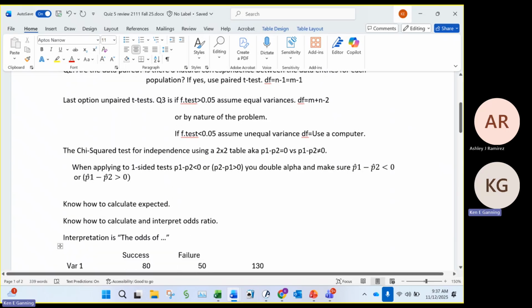Know how to calculate the odds ratio. The odds of is the first three words you will always write for an interpretation of the odds ratio. If you have a question on the odds ratio and you draw a complete blank, you have no idea what to do, writing down the odds of for an interpretation will give you at least a point. Better 1 point than 0 points, right? So the odds of will give you a point.